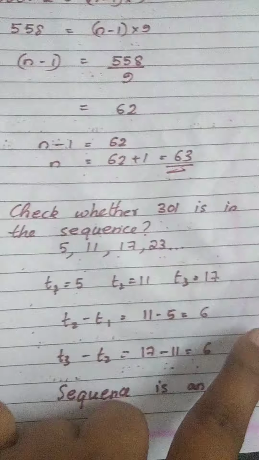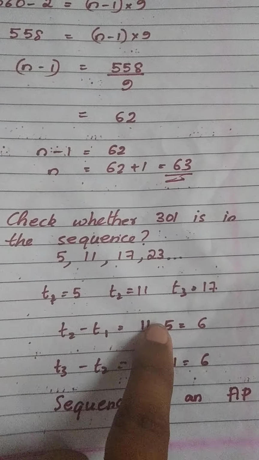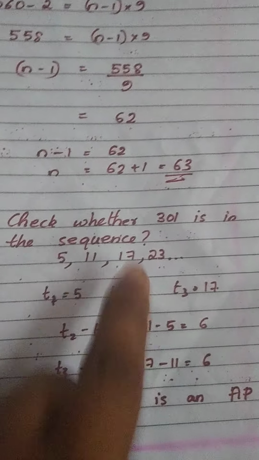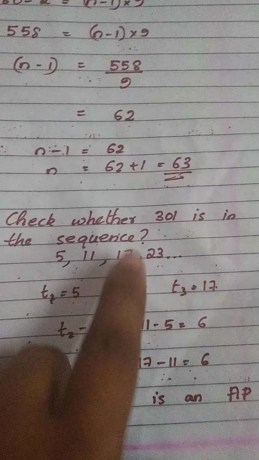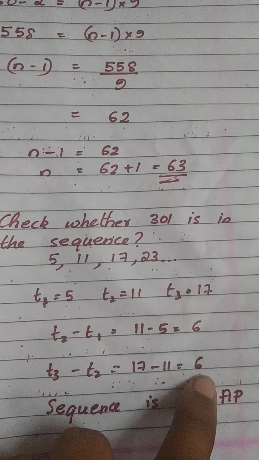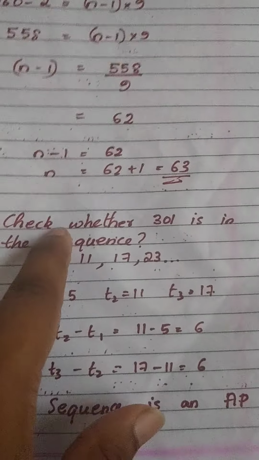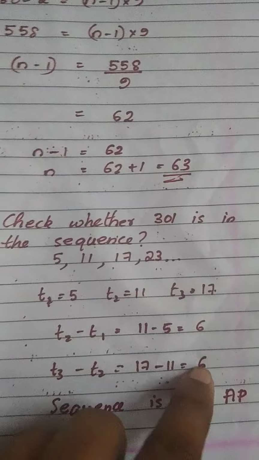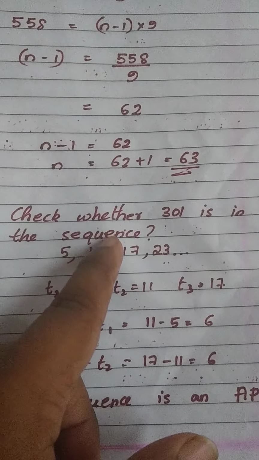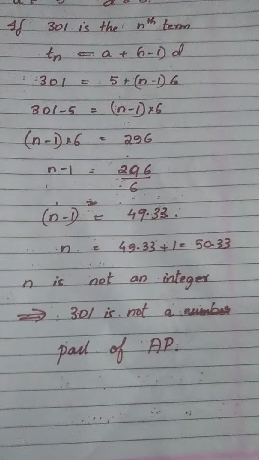पहले T1, T2, T3 वगैरह लिखेगा. Just do T2 minus T1. Answer is 11 minus 5, 6. अगला T3 minus T2 करो. 17 minus 11, which is also 6. So you get common difference. So sequence is an AP. अभी तो if I got 7 here, is this an AP? No, because it doesn't have a common difference.